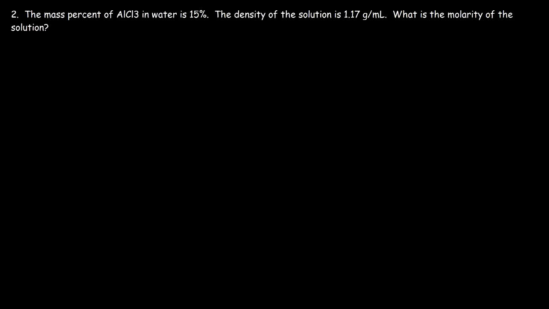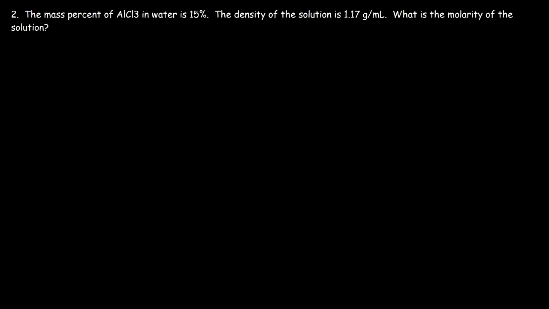The mass percent of aluminum chloride in water is 15%. The density of the solution is 1.17 grams per milliliter. What is the molarity of the solution? So if you want to try this problem, you can stop the video and work it out, see if you can get the answer. So how can we find the molarity given the mass percent and the density of the solution?